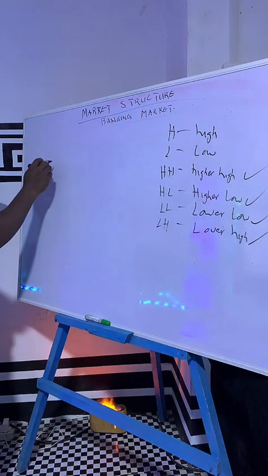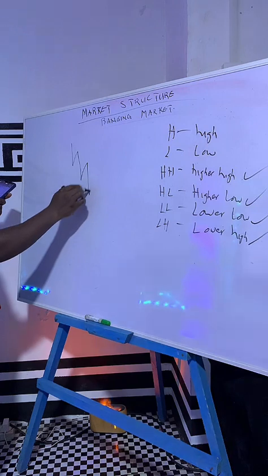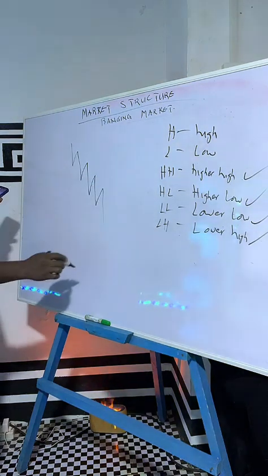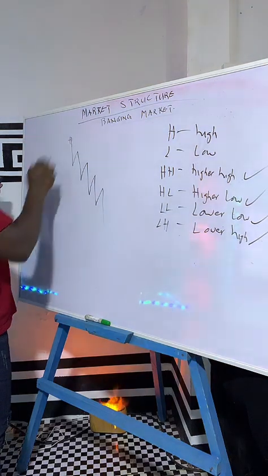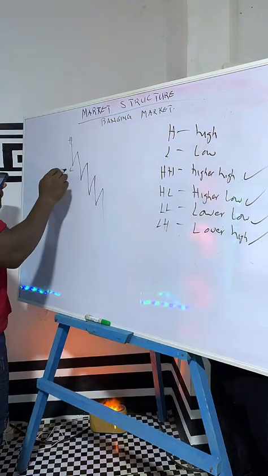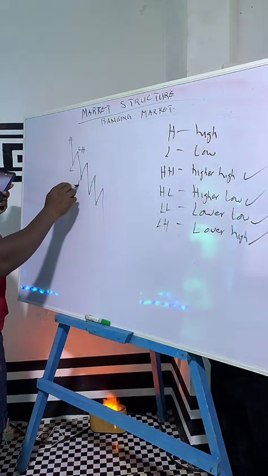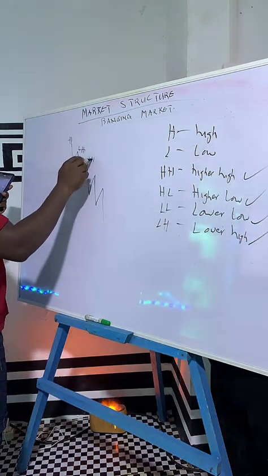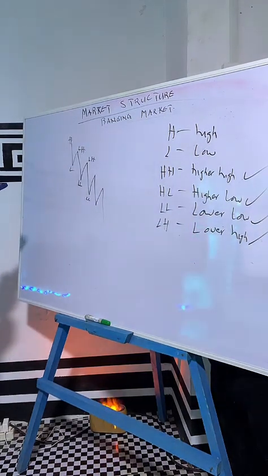So when it comes to a downtrend, it goes like this. First of all, you are going to see a high, a low, a lower high, a lower low, a lower high, a lower low, in that order.